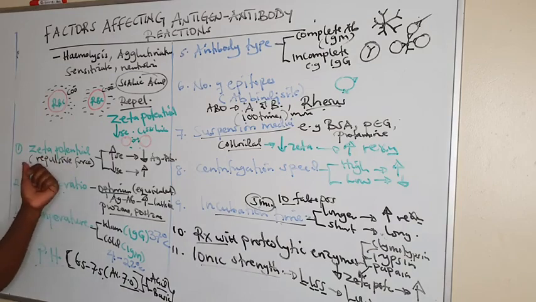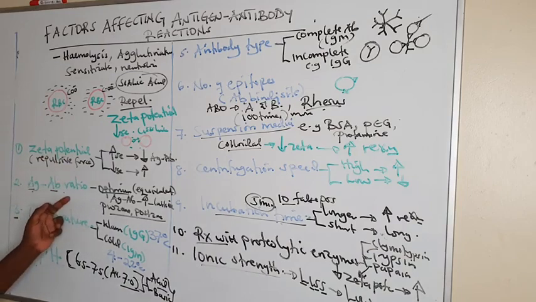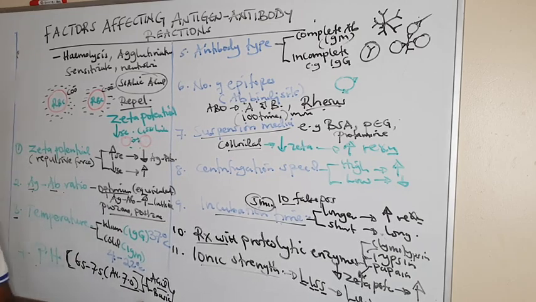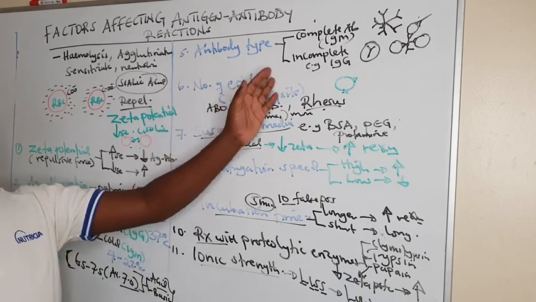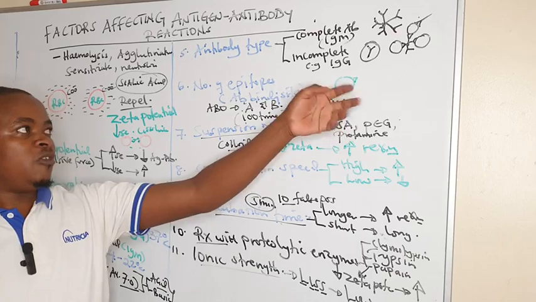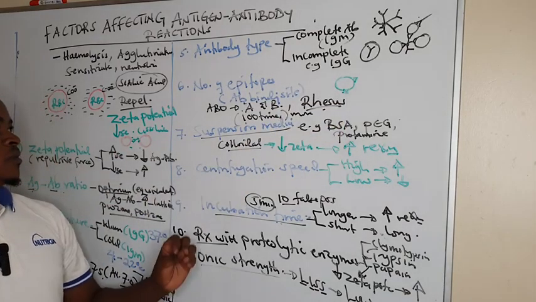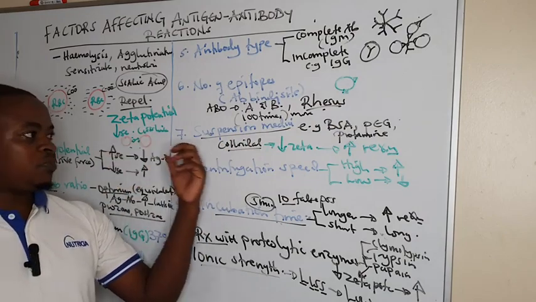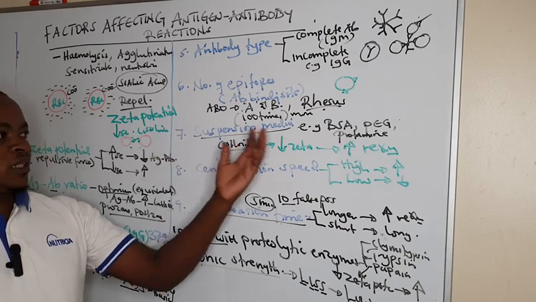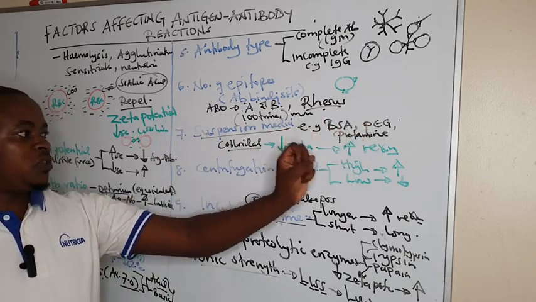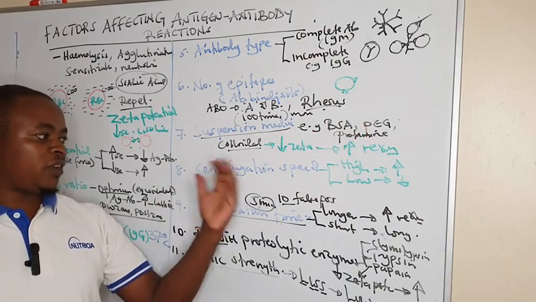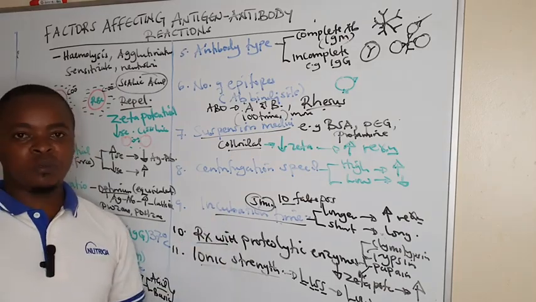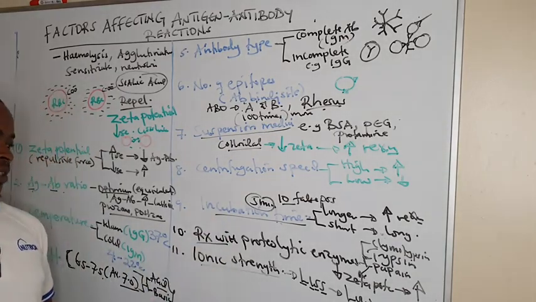Zeta potential or the repulsive force, the antigen-antibody reaction, the temperature, pH, the optimum of which is 7. Then you have seen antibody type, that IgM reacts faster compared to IgG, which is incomplete. Then number of epitopes, we have seen them. Suspension media, like these albumins, which reduce the negative charge. The centrifugation speed, incubation time, then treatment with proteolytic enzymes and ionic strength.